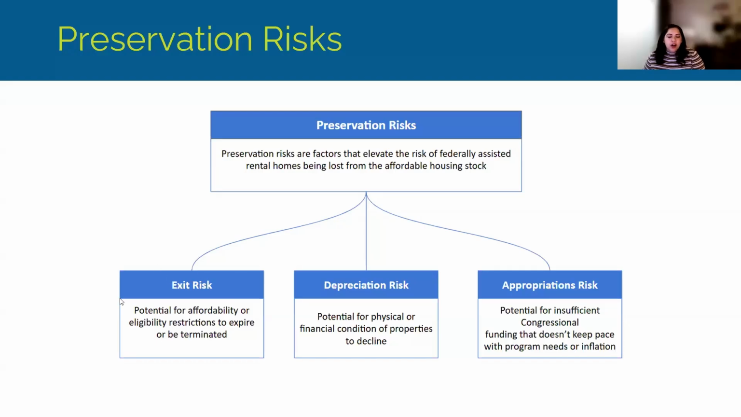And lastly, the need for ongoing subsidies means that the existing federally assisted housing stock is largely dependent on funding from Congress. The funding appropriated by Congress must not only be maintained, but needs to increase annually to keep pace with inflation and rising costs. Appropriations risk refers to the risk that Congress will not provide adequate funding to preserve the existing federally assisted housing stock. Next slide.